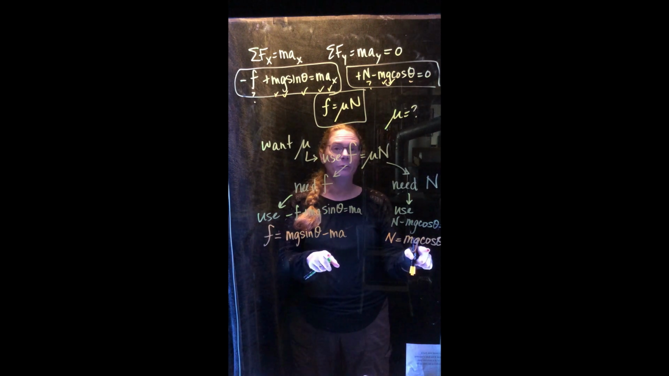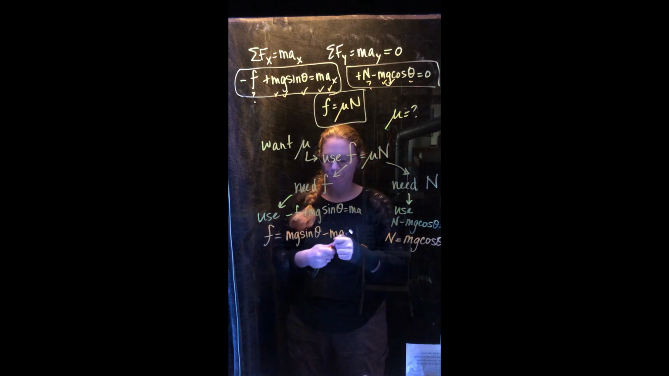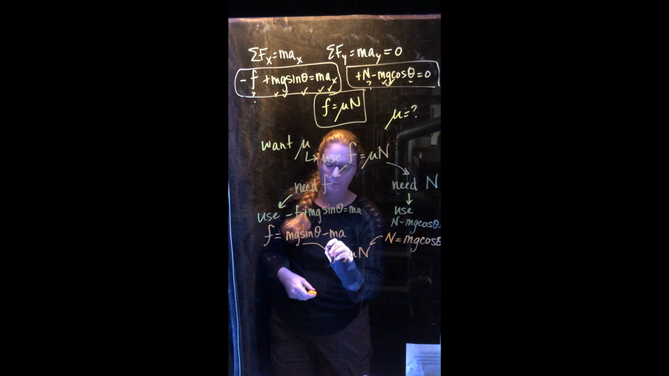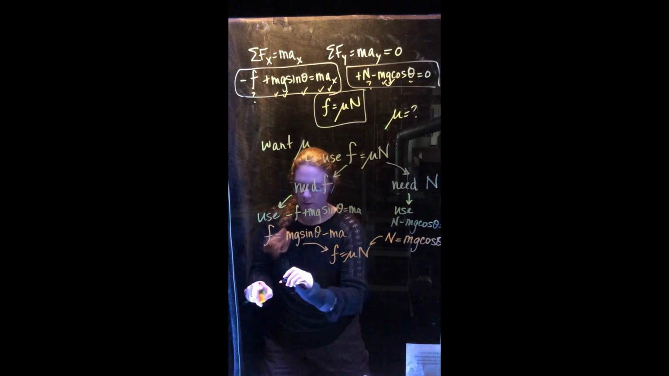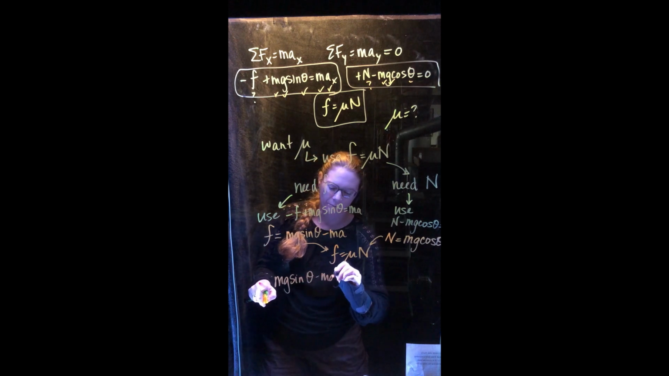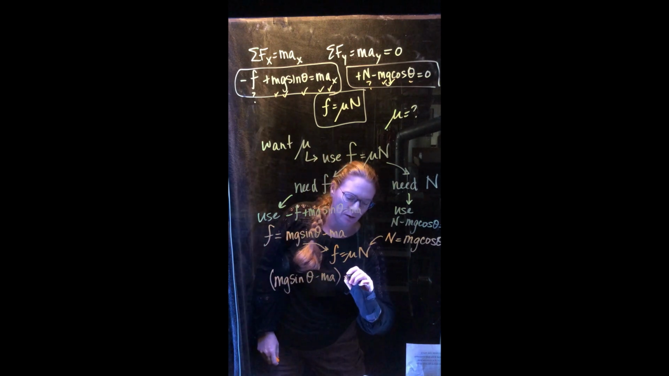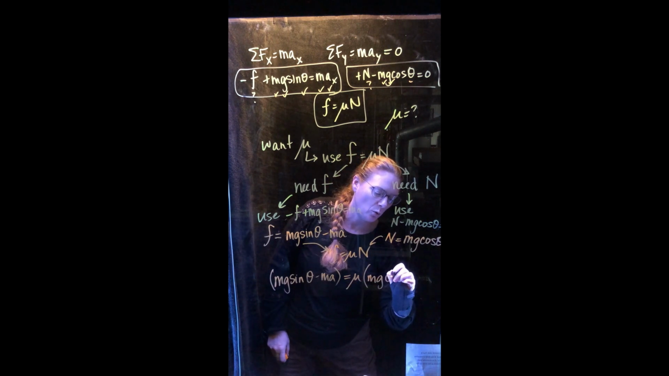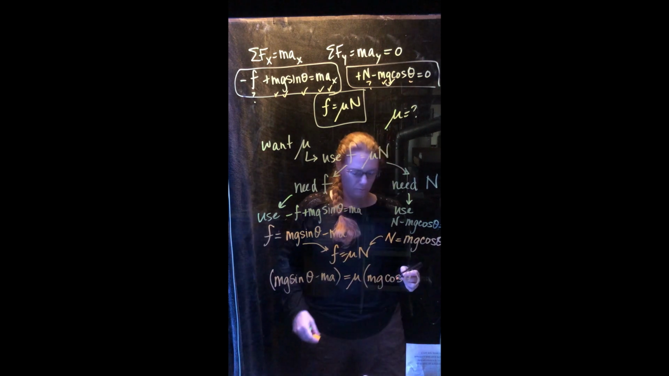I have an equation for the normal force. I'm going to pop them right into the friction equation. So F equals mu times the normal. Pop, pop. All right, friction equals mg sine theta minus ma. That whole piece is friction, equals mu times the normal force, which is mg cosine theta.